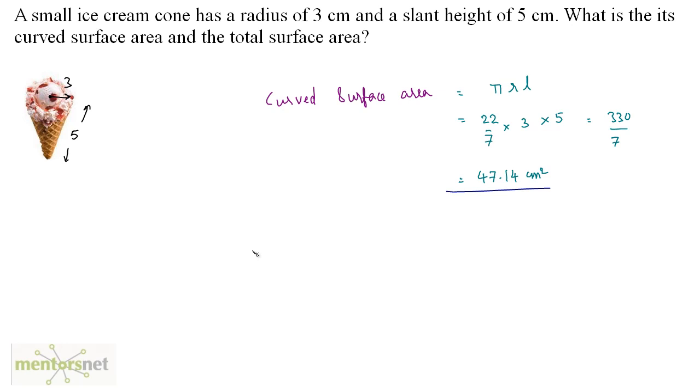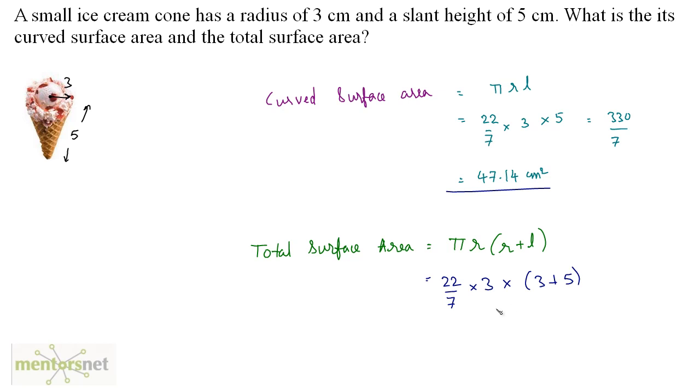Let us calculate the total surface area of this cone now. So the total surface area is equal to pi r times r plus L. That's the formula, right? So let's put in the values. We have pi is equal to 22 by 7 times the radius of the base is 3 times r plus L. So 3 plus 5, right? So we have 22 by 7 times 3 times 5 plus 3 is 8.